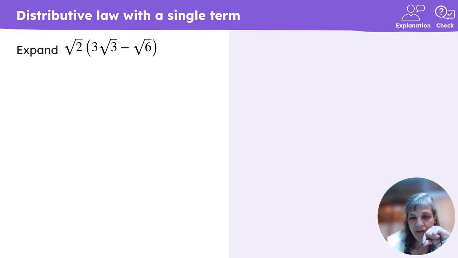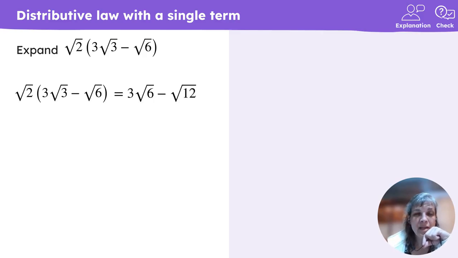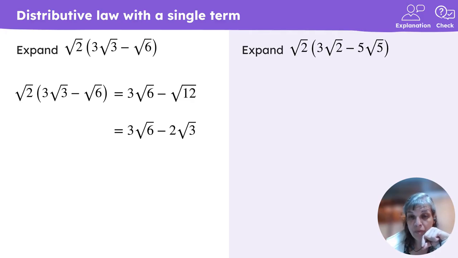If you're distributing a term outside the bracket that is a surd, then you have to multiply surd by surd, and the coefficients are still there. So for example, I multiply root 2 times 3 root 3, and I end up getting 3 root 6. Multiply root 2 times minus root 6, I get minus root 12. That can be simplified because I can take a perfect square out of 12, and I end up getting 3 root 6 minus 2 root 3.